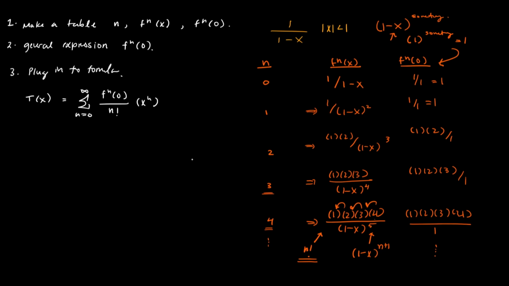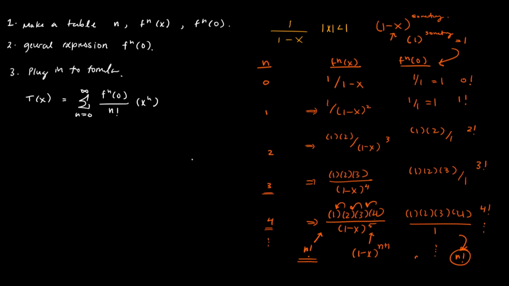And you can see the pattern forming. So really, what we have here is n factorial. That's our general expression for the nth derivative at 0. Here we have 0 factorial, which is 1. Here we have 1 factorial, which is 1. Here we have 2 factorial. Here we have 3 factorial. Here we have 4 factorial, and so on.